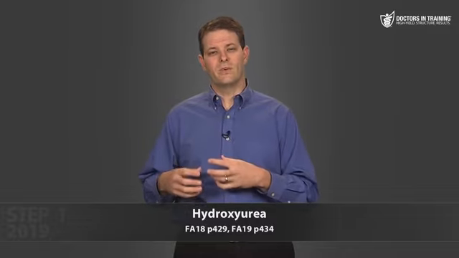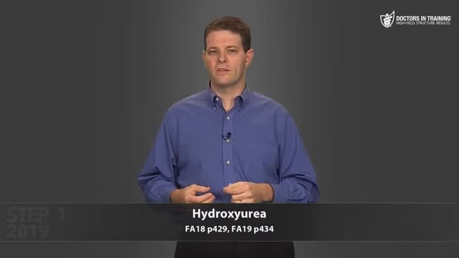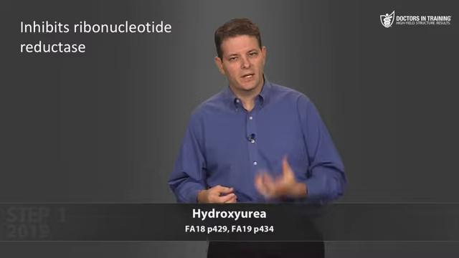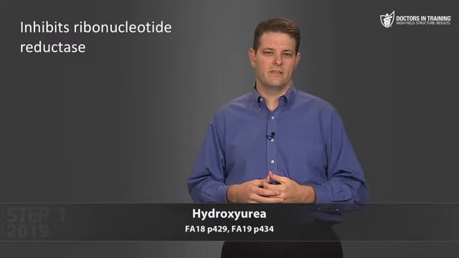The next drug is hydroxyurea. And we talked about hydroxyurea as a drug that you give to sickle cell patients to increase hemoglobin F production. But it can also be used to treat myeloproliferative disorders such as CML. This drug inhibits ribonucleotide reductase, so it inhibits DNA synthesis.